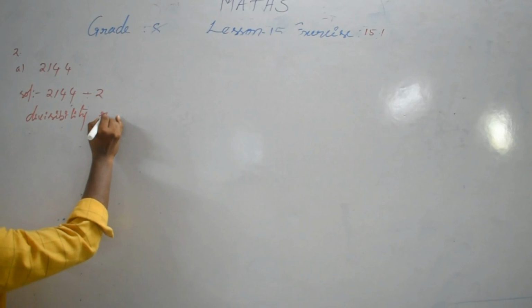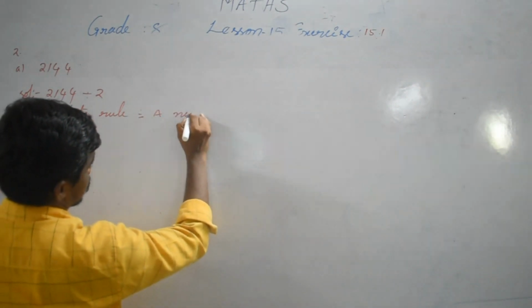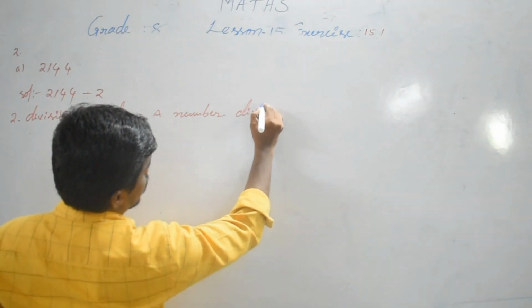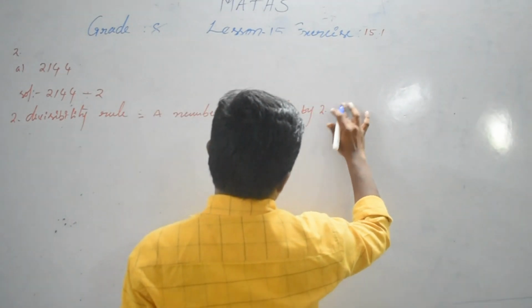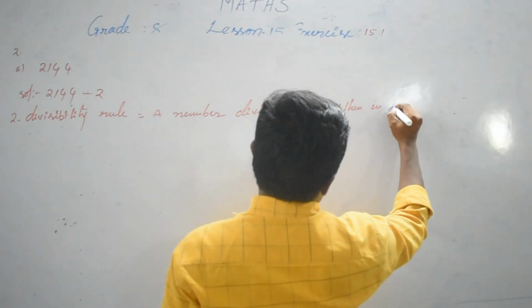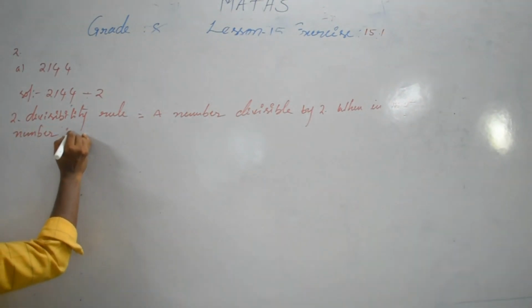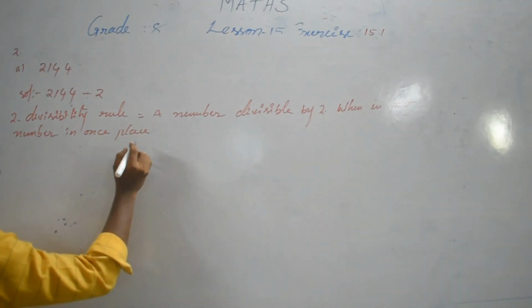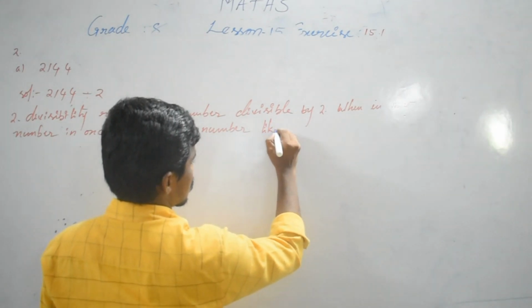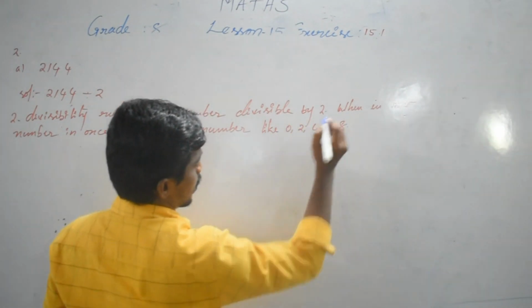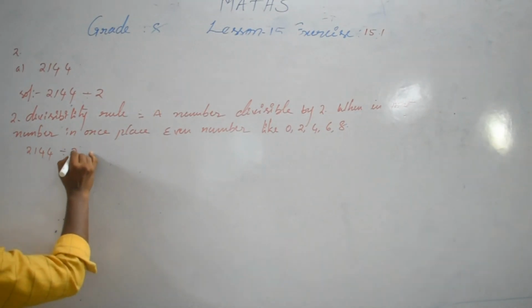Divisibility rule for 2: a number is divisible by 2 when in that number, in one's place, there are even numbers like 0, 2, 4, 6, 8. So 2144 divided by 2 is divisible.